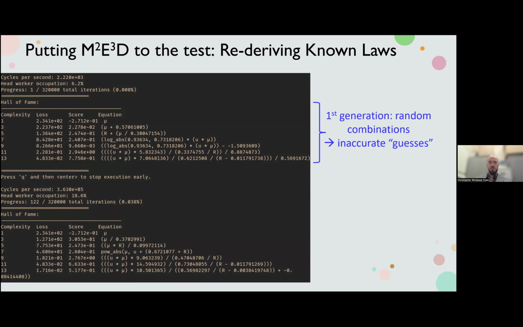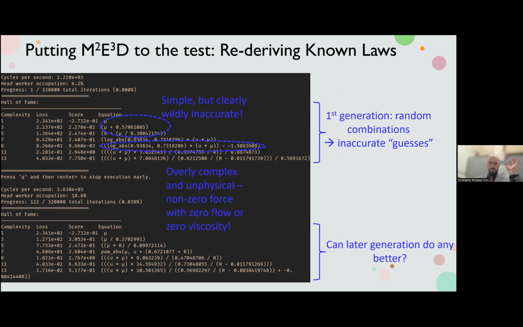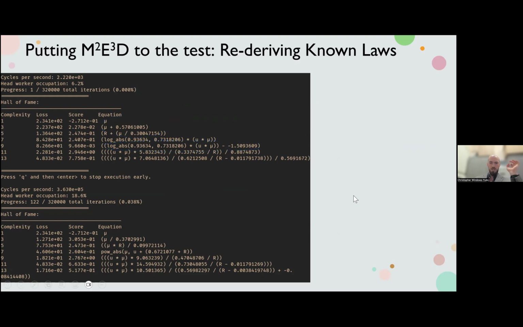So our first generation, as I say, it's an evolutionary algorithm, so all it's doing is throwing together things in completely random combinations. So we end up with stuff that's simple, but clearly completely bonkers. And then we end up with stuff that's complex, but also completely bonkers. So we're having a logarithm of a function, and it's completely unphysical because we can have a non-zero force with zero flow. So it's not doing a very good job so far. However, if we wait and look at one of our later iterations, we start to see something that, if you squint hard enough, starts to make a bit of sense.